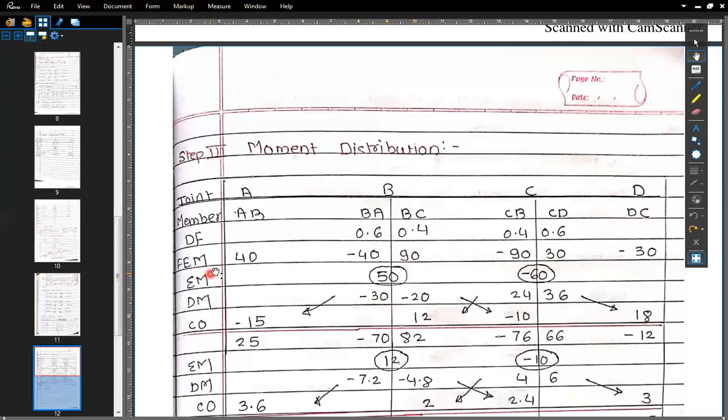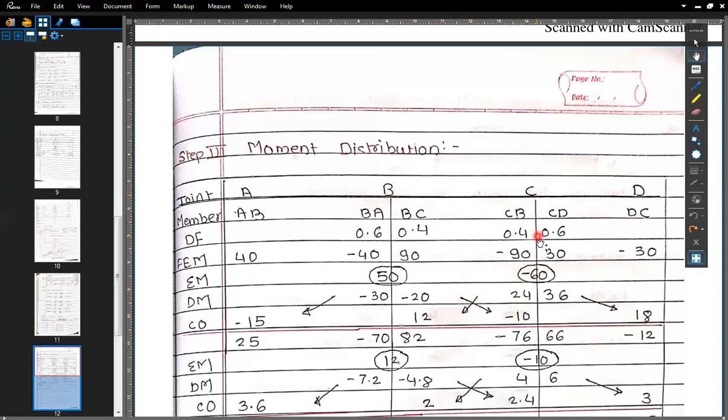Okay, now this support A is fixed, so we are going to carry over half of the 30 moment. So it comes as minus 15. Similarly for BC, where support C is continuous. For a fixed end and a continuous end we will transfer half of the moment, so we'll transfer minus 10 to C. Okay, so first we'll write this part for joint B.